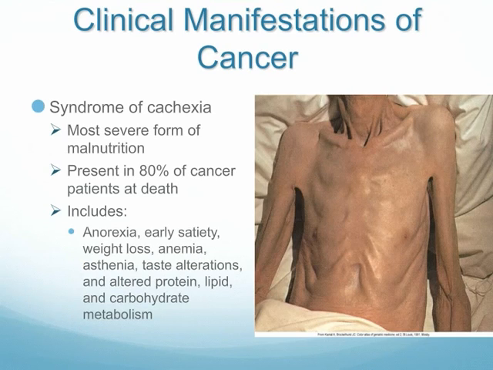Cachexia is a severe form of malnutrition, and they say it's present in about 80% of cancer patients at death. And this patient here, obviously in the illustration, is very severely malnourished as a result of having cancer. At this point, the person just can't get enough nutrients to build the muscle mass back and to build some of those fat stores, etc.